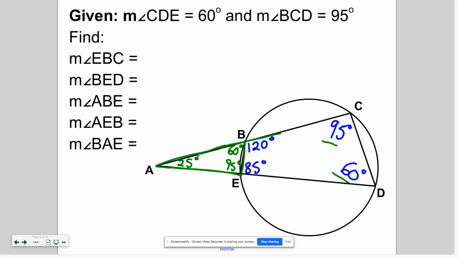Okay, so you could fill in all these numbers: EBC, BED, ABE, AED, and BAE, 25 degrees.